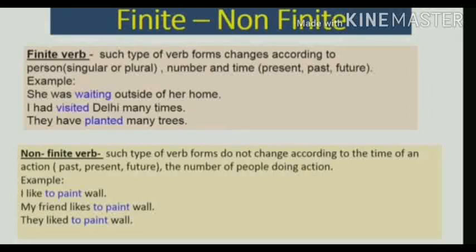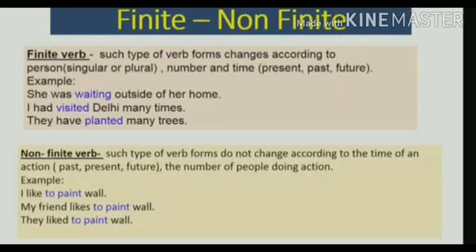It means that a non-finite verb doesn't change either in past tense, future tense or present tense, or even in the case of number of persons, whether singular or plural. I went to get a mango, they went to get a mango. "To get" is already the same, it doesn't change.